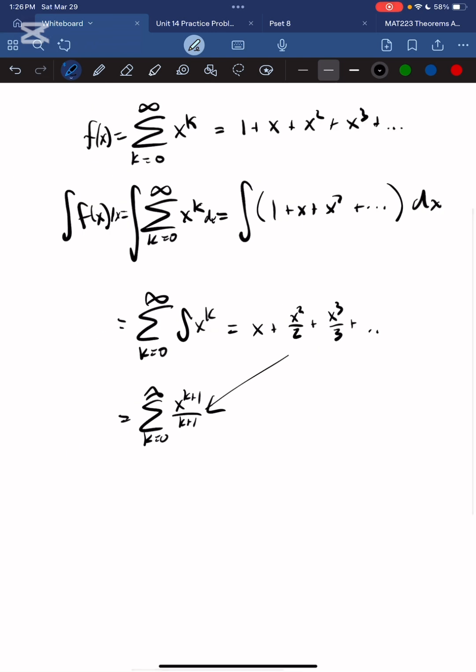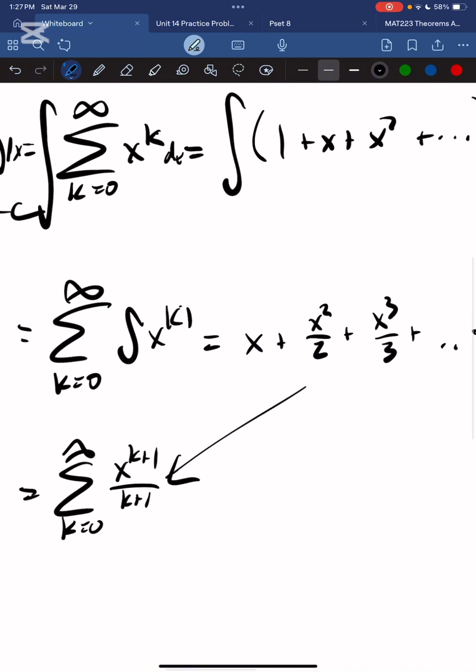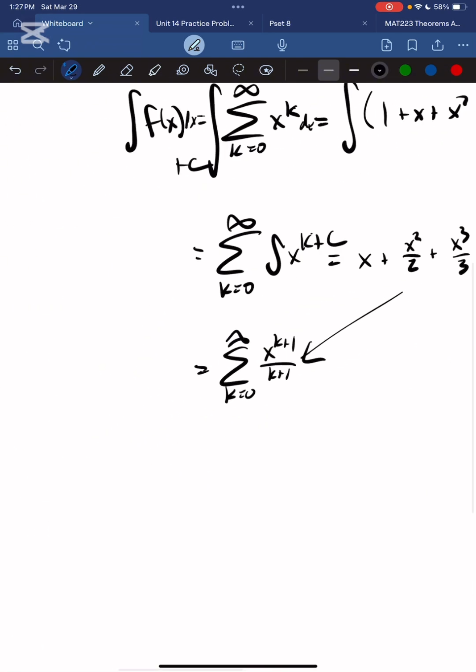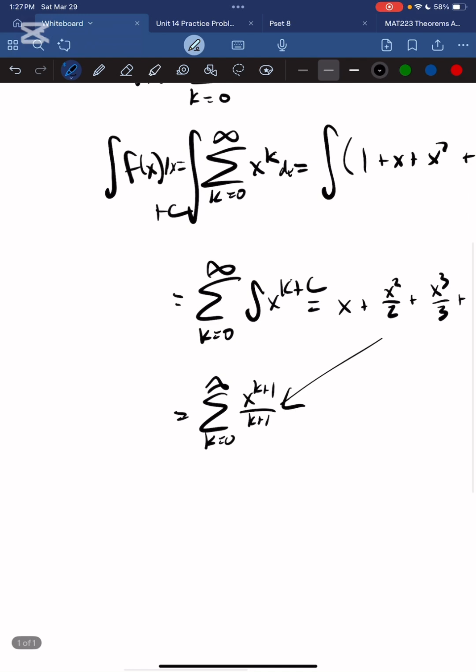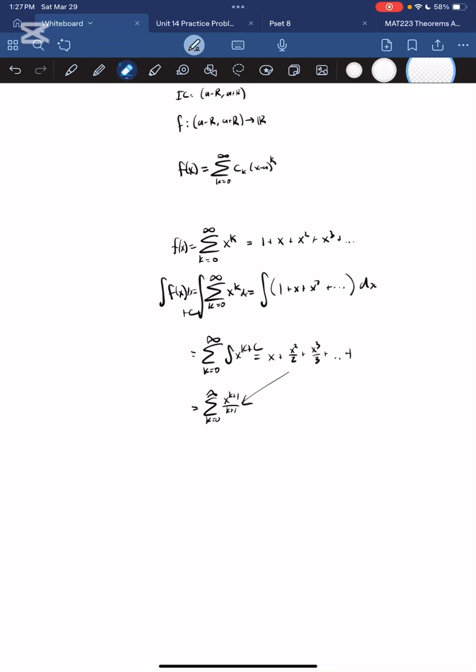Pretty cool. Oh, yeah, and you have to add a plus C, obviously, because that's 8 marks right there. You've got to add a plus C. Not on this side, sorry, on this side. And the way you figure out the plus C, I'll give you an example later and I'll show you. But basically, that's what you can do.